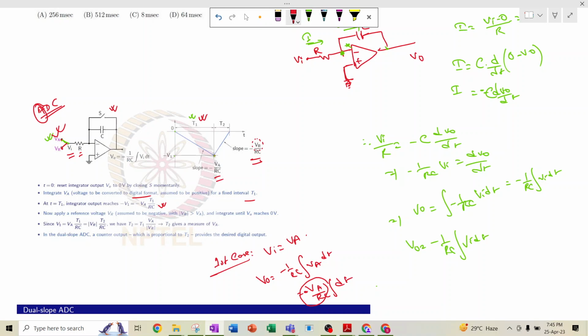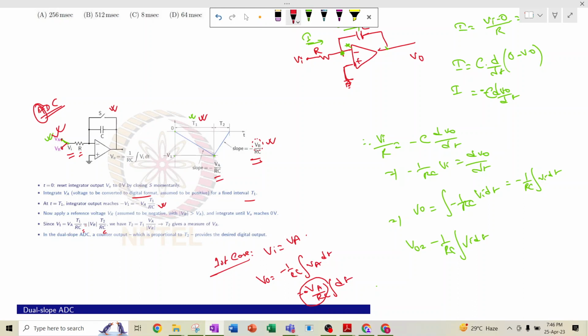You are getting it, right? It has a positive slope over here, and Vr has a higher magnitude, that means the slope is very high, that means it is a very sharp slope. Okay, it will not take such a long time like t1, but less than t1, that is t2. We are getting a t2. So we are waiting until this value crosses 0 again, reaches 0 again. So what we can say, Va into t1 by RC is equal to the mod value of Vr into t2 by RC.